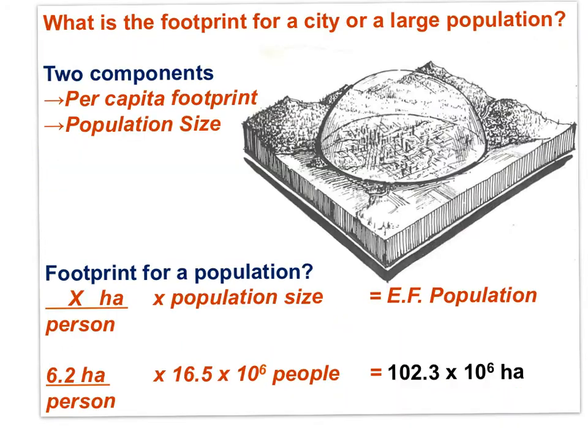Pay close attention. So let's calculate the ecological footprint for a city or a large population, a country, for example. We can use the per capita footprint and the size of the population to do this. Say, for example, the per capita footprint is 6.2 hectares per person, multiplied by the size of the population, 16.5 million people, gives you the land area required for the population. This is 102 million hectares. This is the ecological footprint for the entire population. Just to be clear here, this is the ecological footprint of the Netherlands.